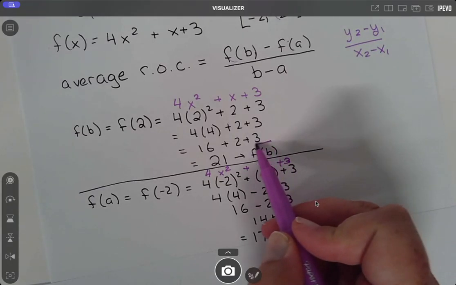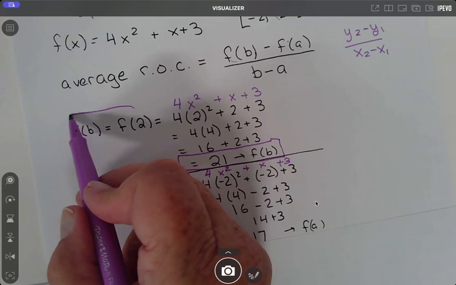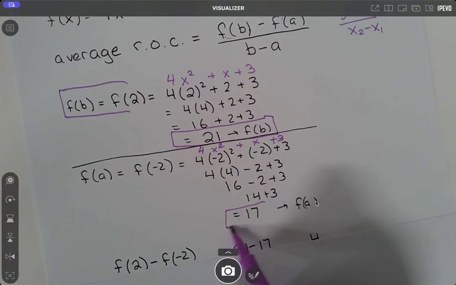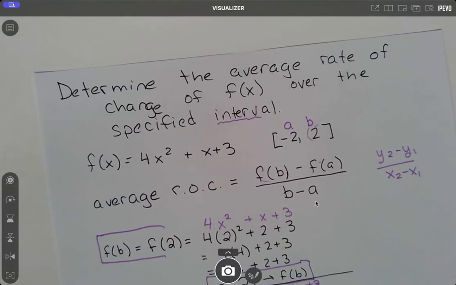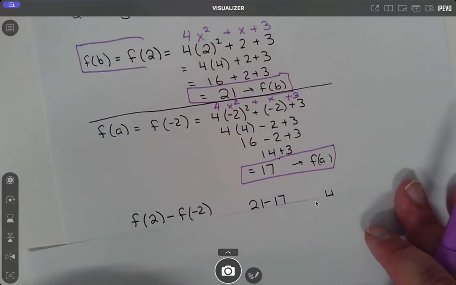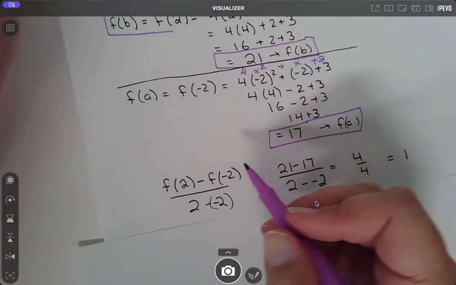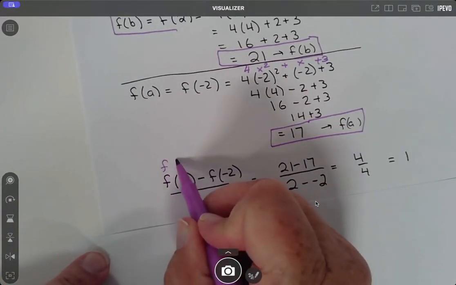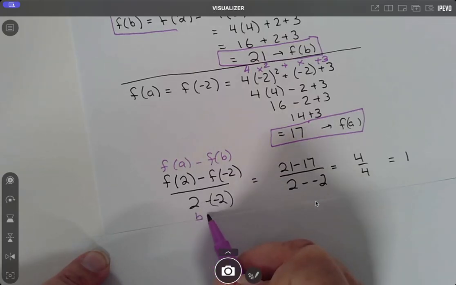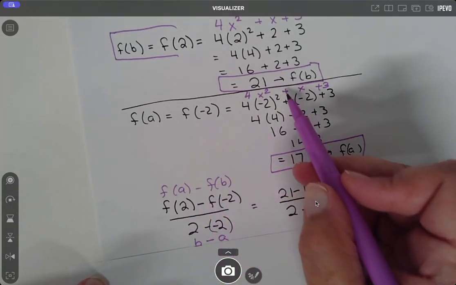So all I did so far, by the way, is I found f of b by using the function, and I found f of a using the function that they gave me back at the beginning. So now I'm ready to put everything into my formula. Remember that my formula for average rate of change is f of a minus f of b over b minus a.